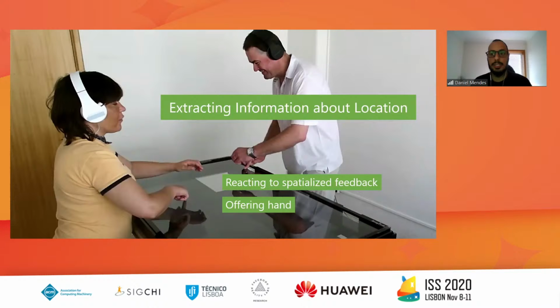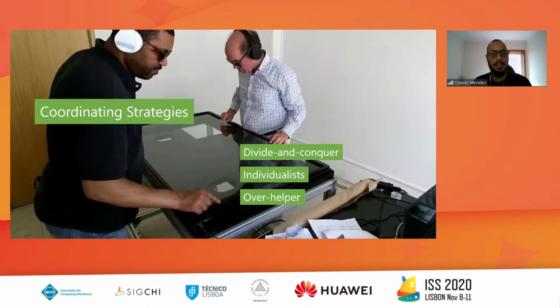To retrieve location information, participants used two main strategies. They either reacted to the spatialized feedback or offered their hand so that their partner could guide them. Regarding coordinating strategies, only one pair prearranged a strategy to find all targets efficiently. The strategy was based on divide and conquer. The remaining strategies emerged from individual behaviors.